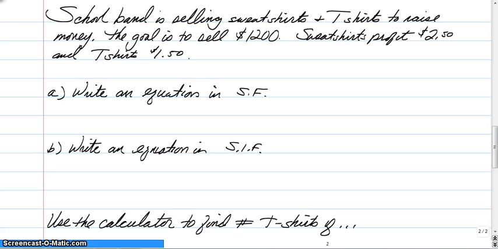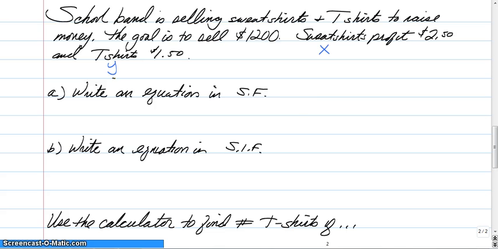The reason I said to write the equation in standard form first is because it'll be a little bit easier to come up with an equation. So let's call sweatshirts X and t-shirts Y. Can you use S and T? Yes, but we're going to use the calculator, and the calculator likes X and Y. So write the equation in standard form.